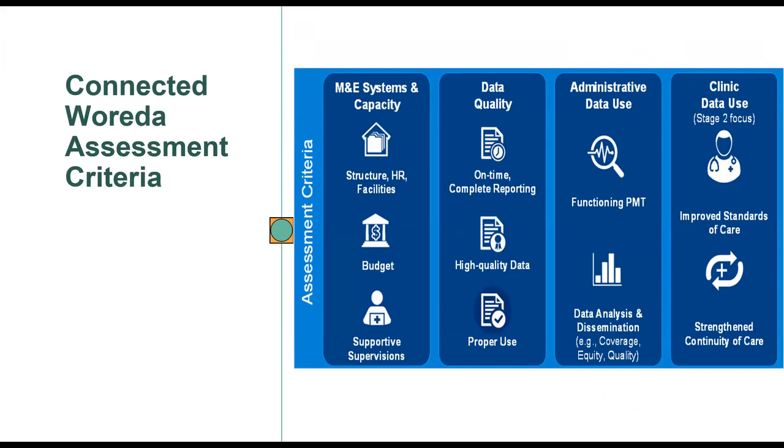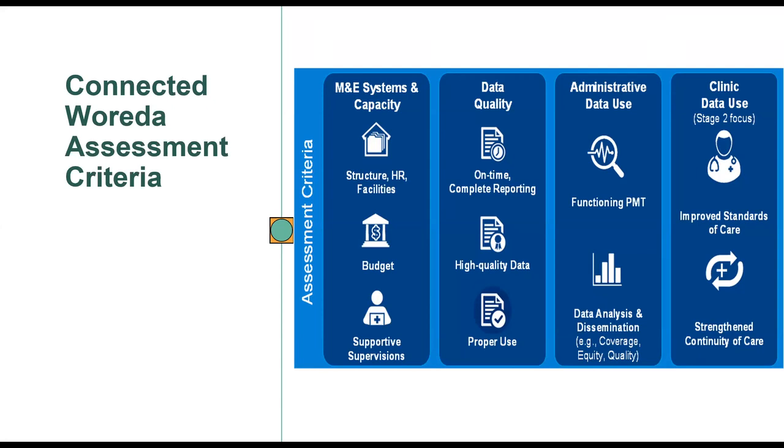The Connected Woreda strategy actually starts with an assessment, and there are 4 major components of the assessment, which is actually based on a standard tool. The first part is about the health information system infrastructure and capacity. It's about whether the health facility or the district health office has a budget, the required human resource to implement and support health information system, whether the digital systems are in place, whether there is connectivity, electricity to enable implementation of electronic tools and services.